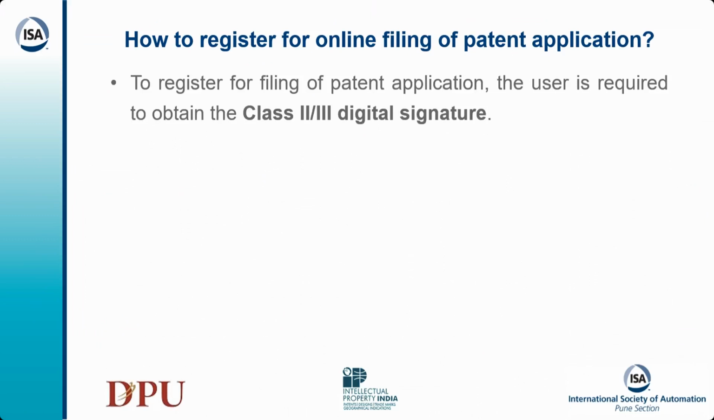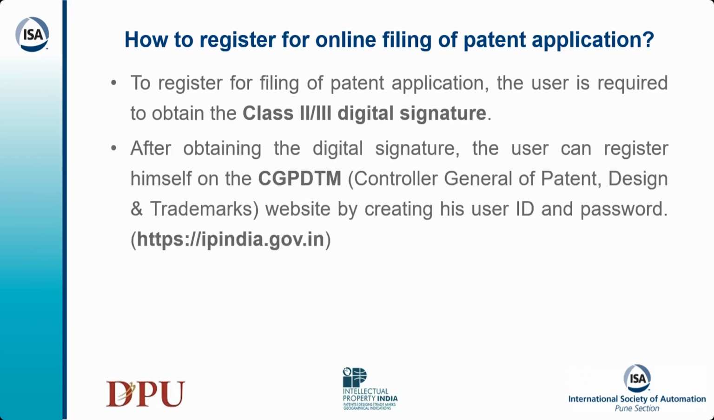And once you get the digital signature, by putting it into your system, you can file the patent. Second thing is, after obtaining that digital signature, the user has to register on the portal by CGPDTM, which is the Controller General of Patents, Designs and Trademarks. The website is given over here. You can go to the website, create your ID and password. And once you create your ID and password, you can file your patent.